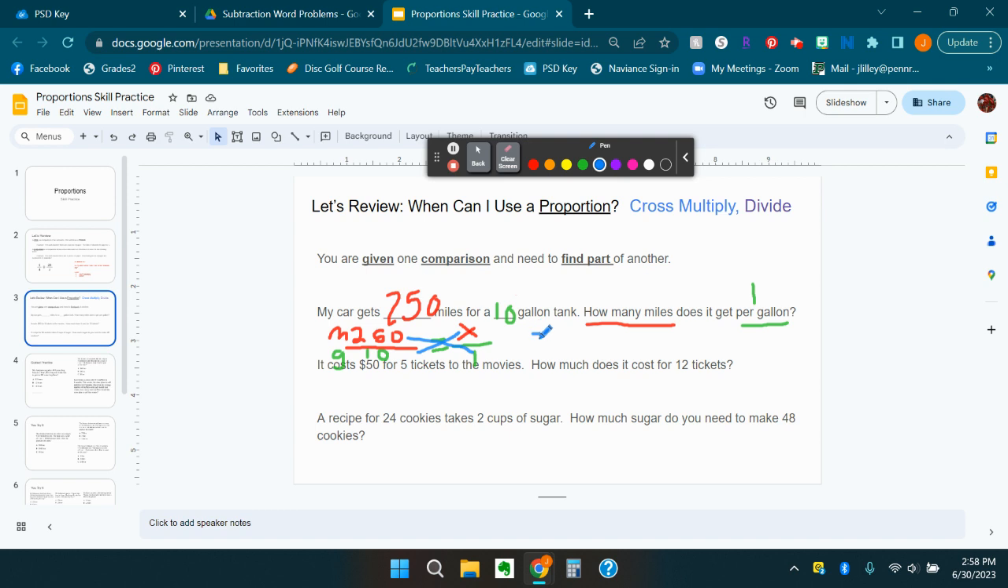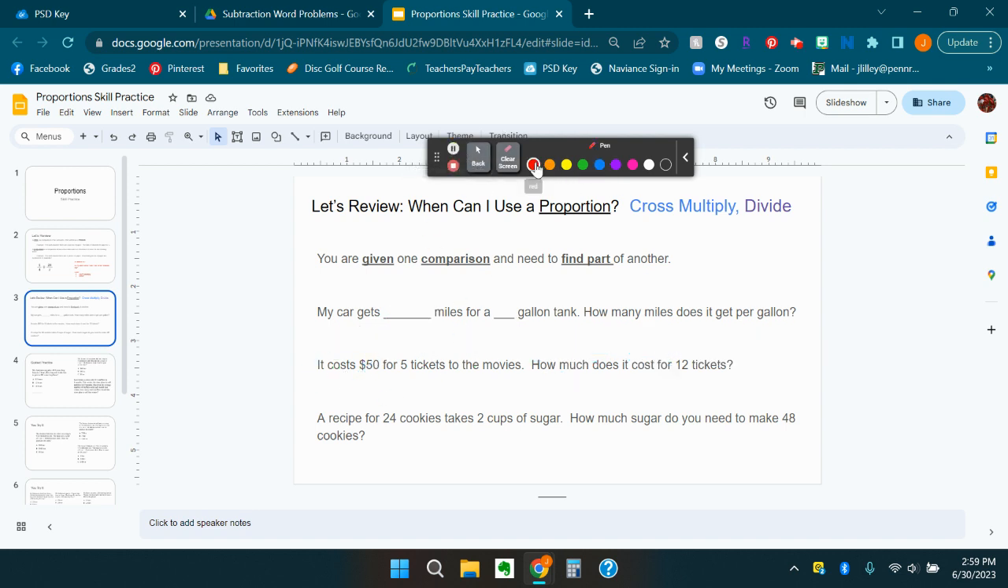250 times 1 is 250. And 10 times x is just 10x. That's cross multiplying. Then I want to divide by whatever's next to my variable so I can get rid of it. So I'm going to divide by 10, cross it off, divide by 10. 250 divided by 10 is 25. That means my car can drive 25 miles for every gallon of gas that I put in it.